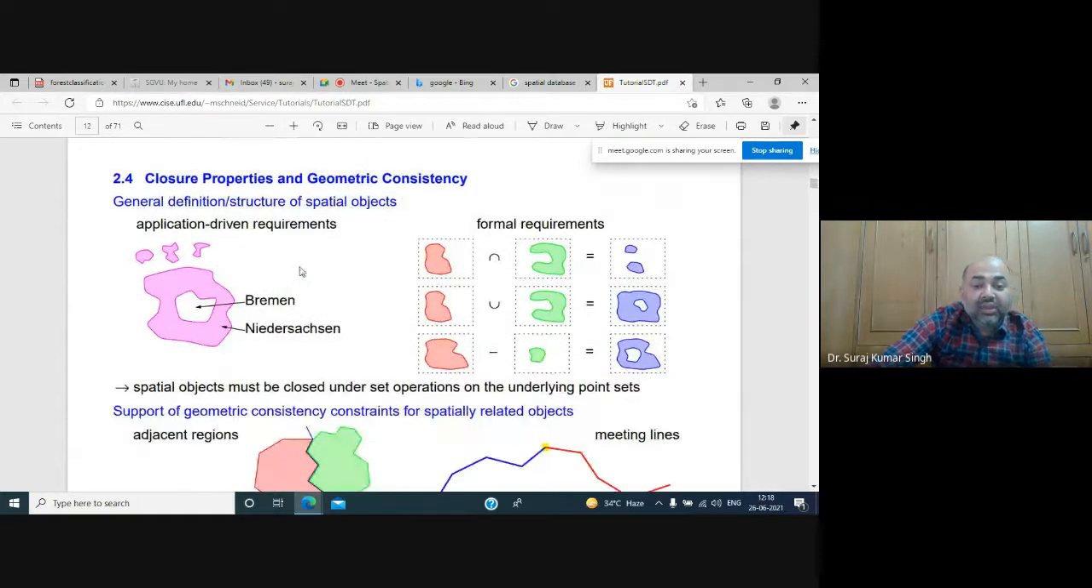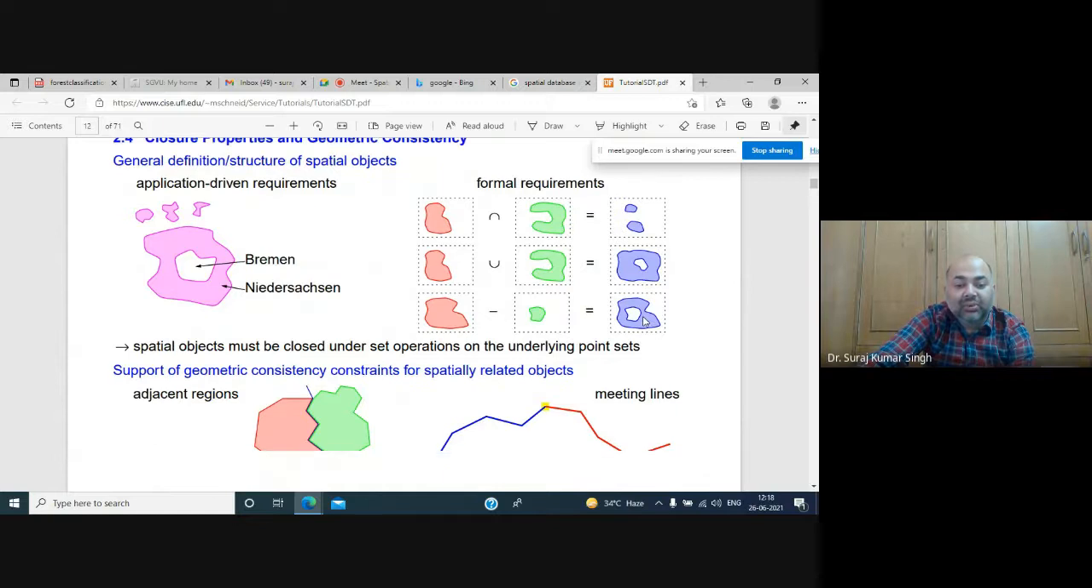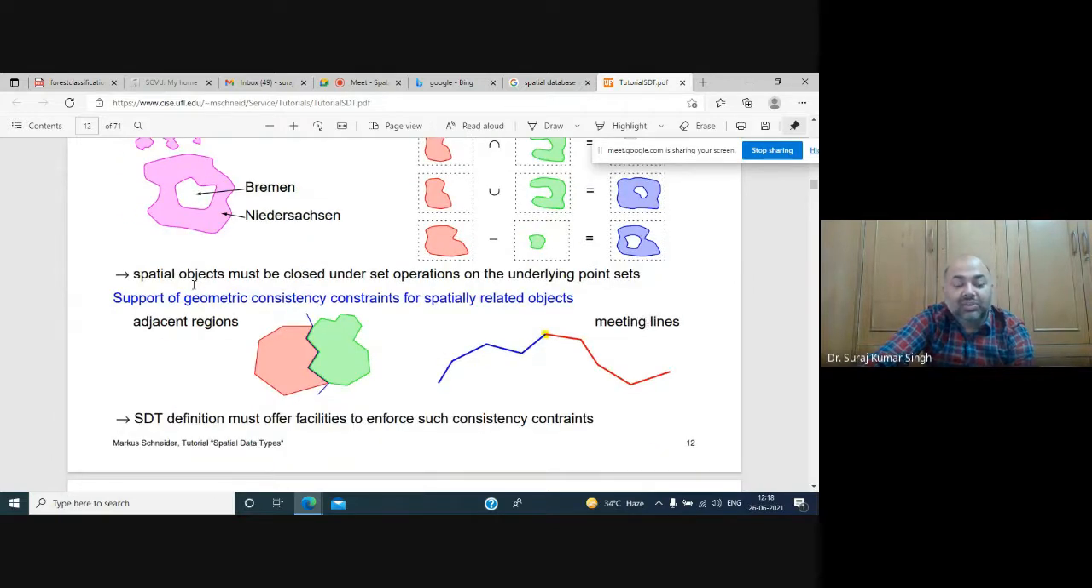So when you are talking about the closure properties and geometric consistency, we are talking about the general definition and structure of spatial data objects. Like when you are going for this kind of operation, we'll be going into point into polygon, line into line, point into polygon operation. So a spatial object must be closed under a set of operations on the underlying point sets. So the support of geometric consistency constraints for spatially related objects.